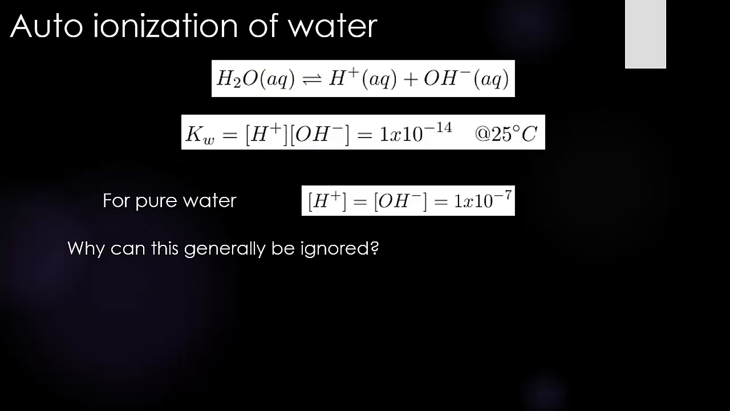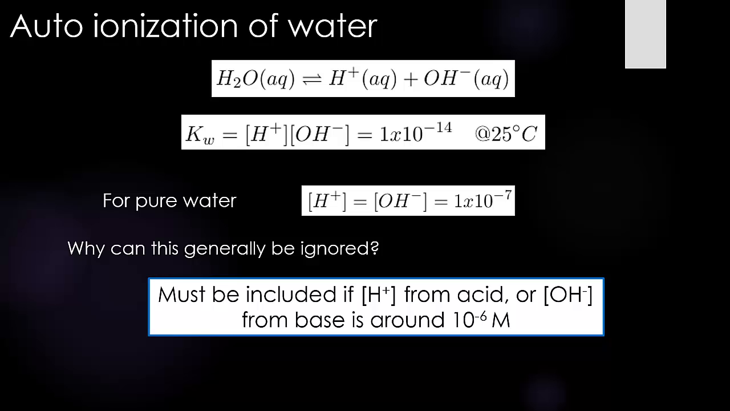In all our calculations, we've been ignoring that this equilibrium is occurring. And if you look at the Kw, or the K for water, you can see it's very small. Since it's very small, we can generally ignore it, but not always. If the H plus or OH minus concentration is around 10 to the negative 6th or smaller, you need to account for this.